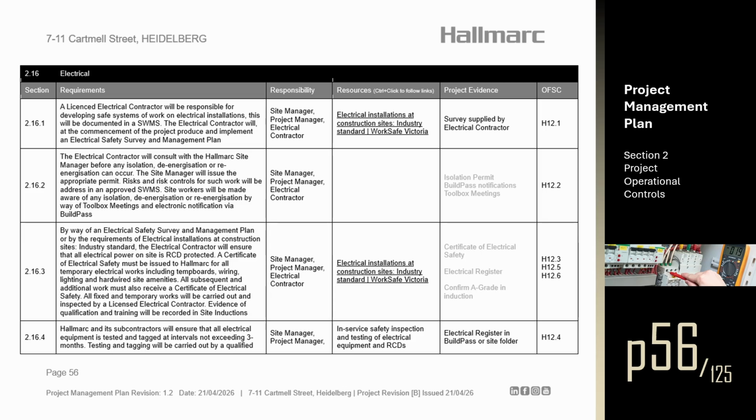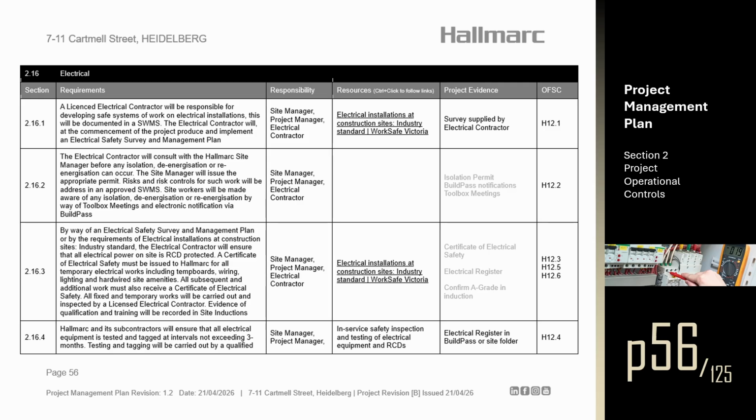Section 2.16.3. By way of an electrical safety survey and management plan, or by the requirements of the electrical installations at construction sites industry standard, the electrical contractor will ensure that all electrical power on site is RCD protected. A certificate of electrical safety must be issued to Hallmarc for all temporary electrical works including temp boards, wiring, lighting and hardwired site amenities. All subsequent and additional work must also receive a certificate of electrical safety. All fixed and temporary works will be carried out and inspected by a licensed electrical contractor. Evidence of qualification and training will be recorded in site inductions.